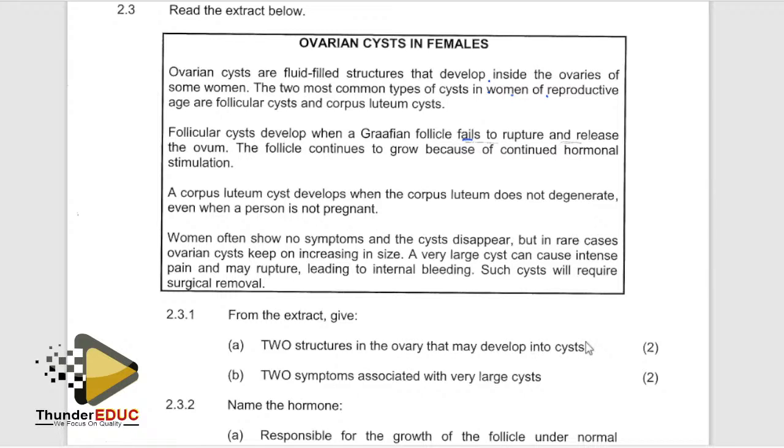So we say that this causes it to have follicular cyst and the corpus luteum. So we talk about the Graafian follicle and the corpus luteum. Follicular cysts develop when the Graafian follicle, yes, Graafian follicle, and then here the corpus luteum. So those are the two answers we are talking about.